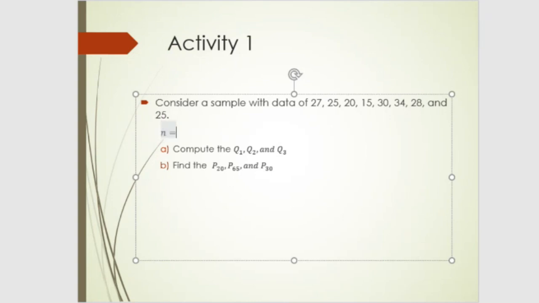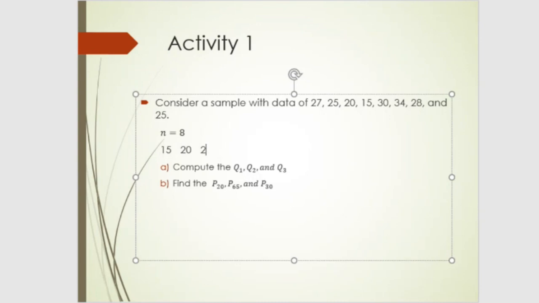So what is the number of values that we have? Eight. It's eight. All right, thank you. Now, can we sort this data that we have? Let's start. Which one is the smallest? 15. The next, 20. Another 20? 25. No, just one 20.